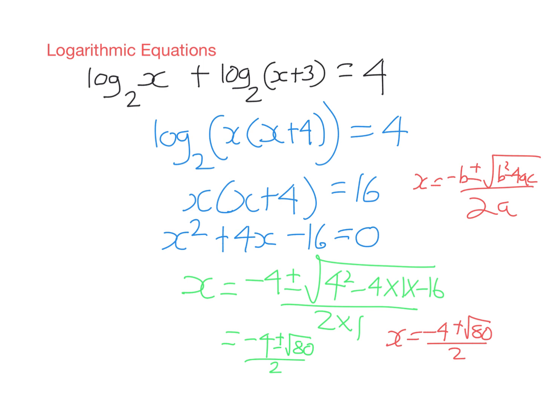You can simplify it if you want, because negative 4 divided by 2 is negative 2. Root 80 is the same as 4 root 5, so dividing by 2, you get 2 root 5. So that is the final answer exactly.